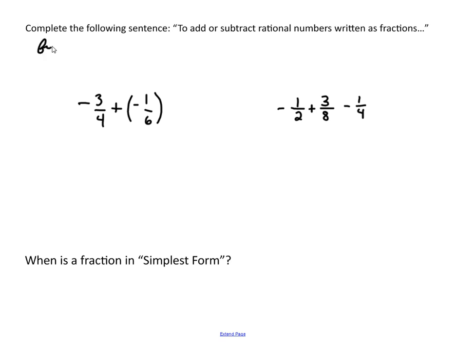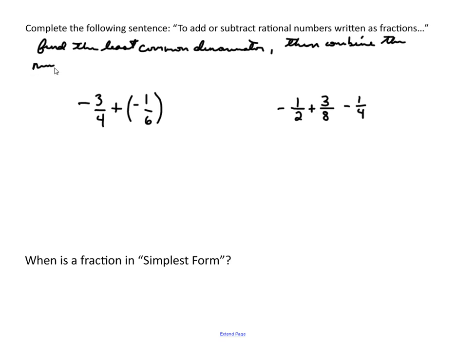So find the least common denominator. Writing this out, common denominator. Then combine the numerators over the common denominator.